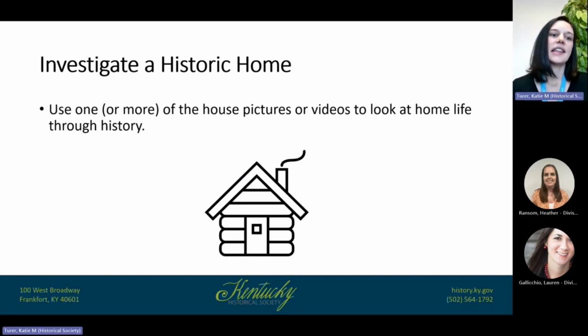And then we're going to ask them to take a look at one of the images. I would recommend starting off using one. You can certainly use more, either of the pictures or the videos, to get a good idea of one of the historic house spaces.